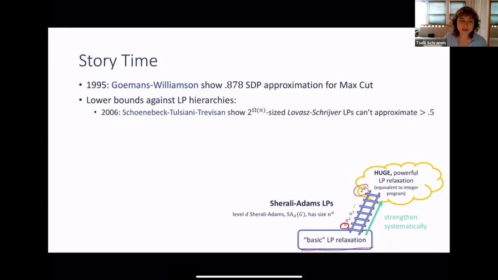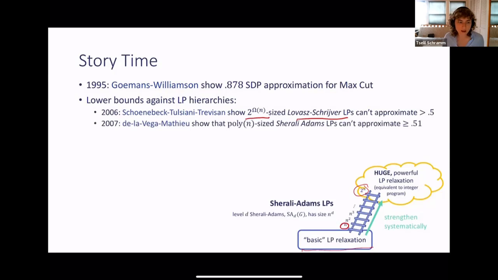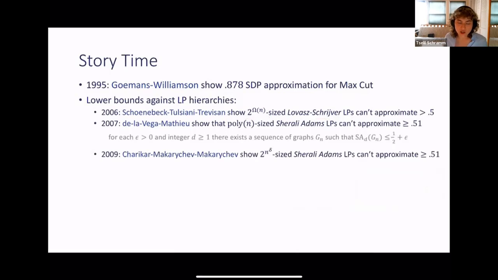In 2006, Schoenebeck, Trevisan, and Tulsiani showed exponential lower bounds for linear programs in the Lovász-Schrijver LP hierarchy. This is a different hierarchy, but with exponential lower bounds, seemingly showing an exponential separation between linear programs and semi-definite programs for max cut. In 2007, de la Vega and Mathieu showed that polynomial-sized Sherali-Adams linear programs can't get approximation better than 0.51. In 2009, Charikar, Makarychev, and Makarychev strengthened this significantly to show that sub-exponential-sized linear programs in the Sherali-Adams family can't approximate better than 0.51.